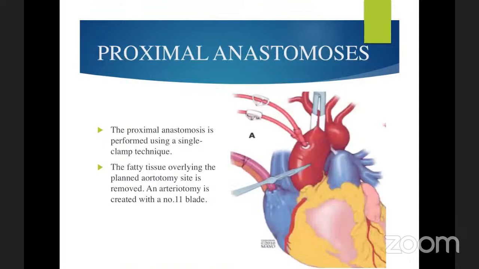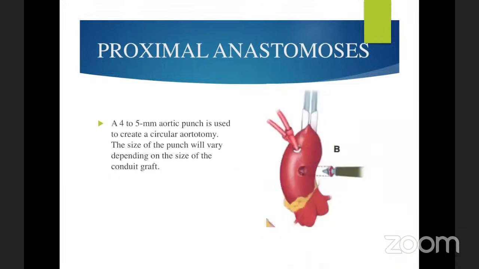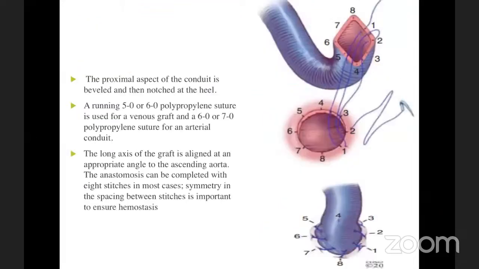So the proximal anastomosis is performed using a single clamp technique. In these images, we can see it. The fatty tissue overlying the aortotomy site is removed, and an arteriotomy is created with a number 11 blade. A 4 to 5 millimeter aortic punch is used to create a circular aortotomy. The size of the punch will vary depending on the size of the conduit graft.